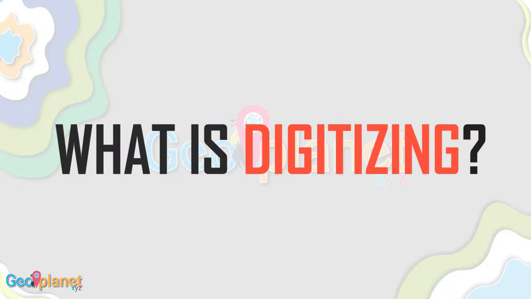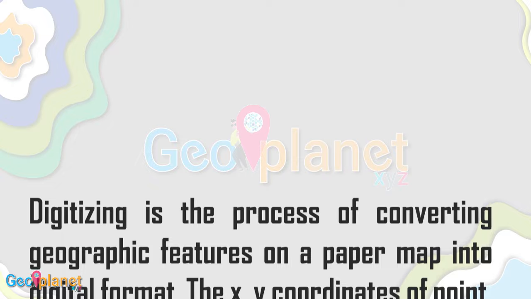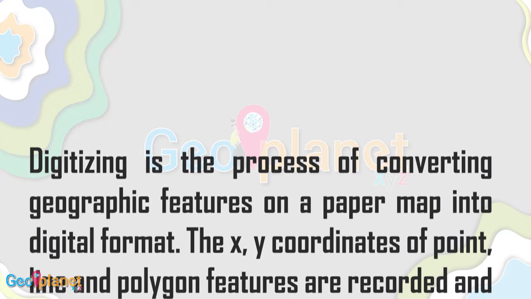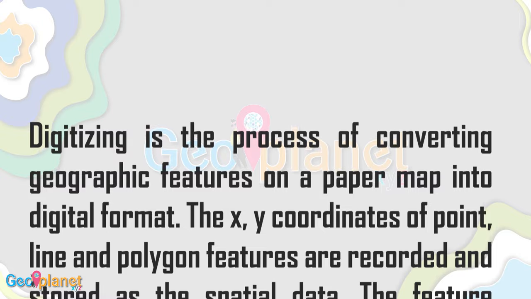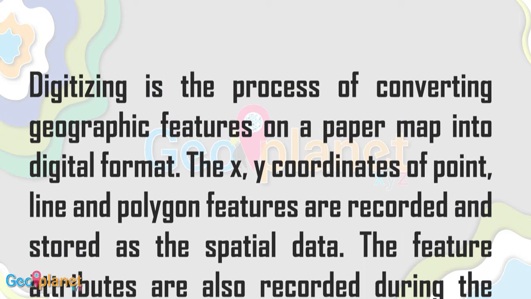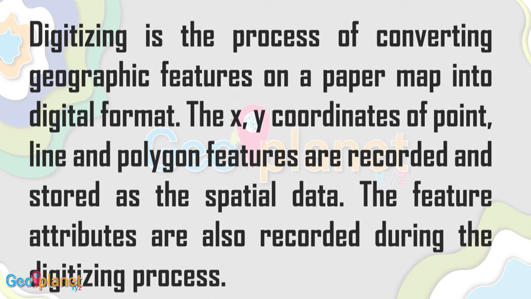What is digitizing or digitization? Digitizing is a process of converting geographic features on a paper map into digital format. The XY coordinates of point, line, and polygon features are recorded and stored as spatial data. The feature attributes are also recorded during the digitizing process.